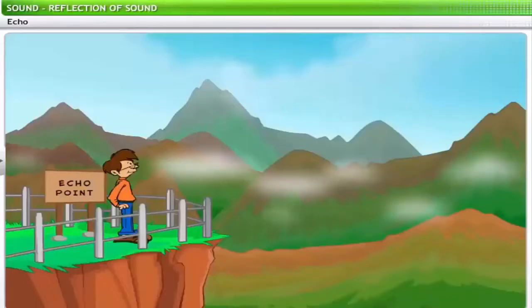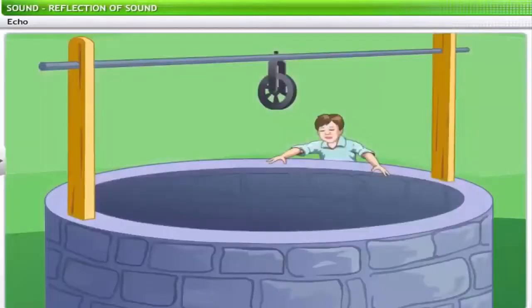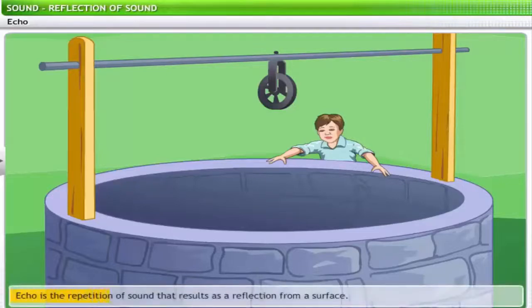We already saw what happens when you shout in an open air in the mountains. Let's now observe this boy shouting into a well. This is an experiment. Did you hear that? That was the boy's voice reflected back from the water in the well. In our daily lives, we call this sort of a reflection an echo. Thus, an echo is repetition of sound that results as a reflection from a surface.